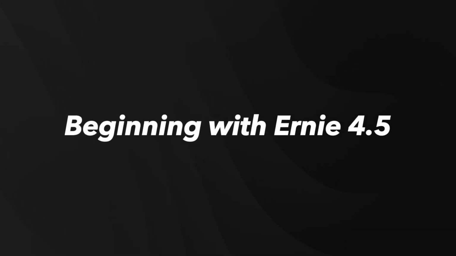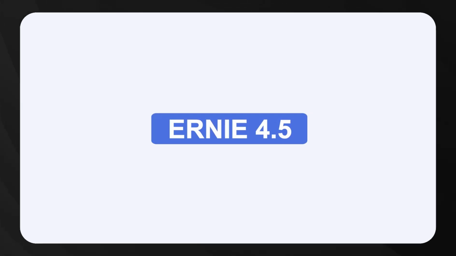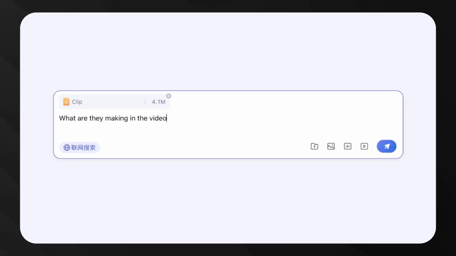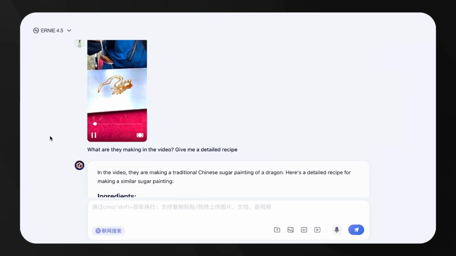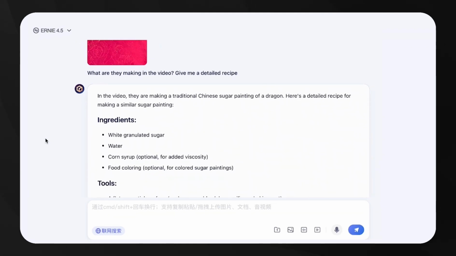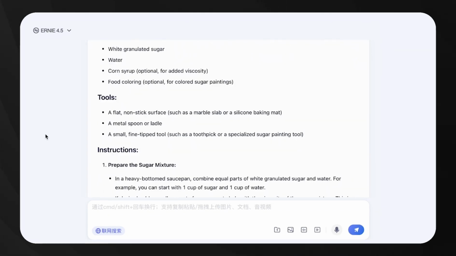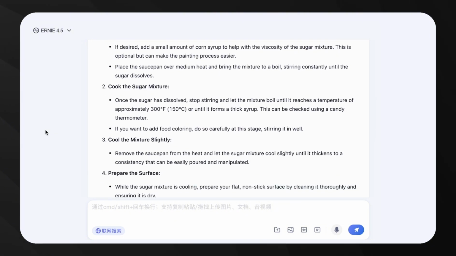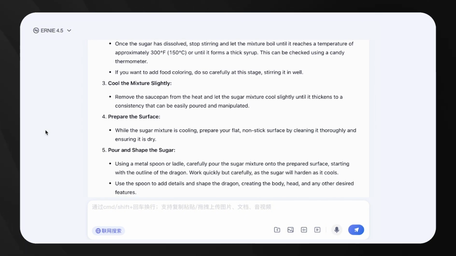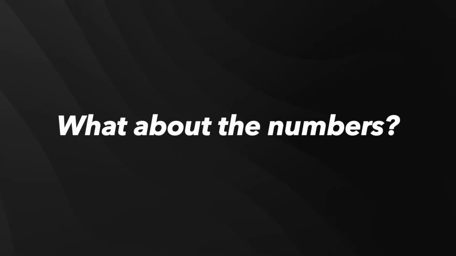Beginning with Ernie 4.5, Baidu calls it a native multimodal model, meaning it's built from the ground up to handle text, images, audio, and video seamlessly. That's not just some gimmick. It means you can describe an image in text, generate videos from descriptions, and even pull deep search insights with near human reasoning. It's like an all-in-one AI Swiss Army knife pushing past OpenAI's GPT 4.5 in some key benchmarks. But what about the numbers?